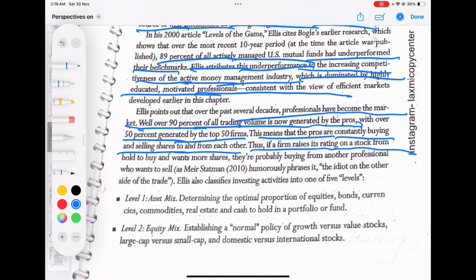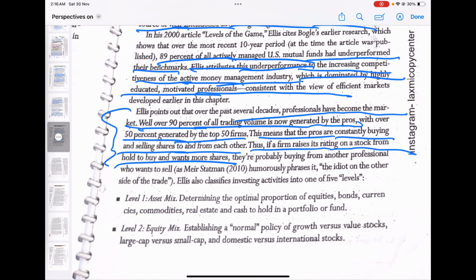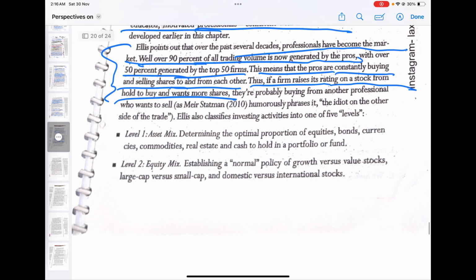Thus, a firm raises its rating. Okay, so again, whenever a firm has a rating which is given to the public or on their website, or nowadays even on social media, earlier it was just books and magazines. Because of that, a lot of the participants in the market are actually these people only, right? So that is one thing.